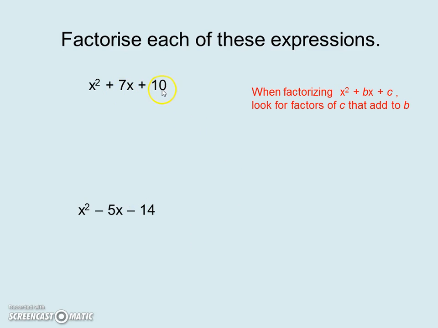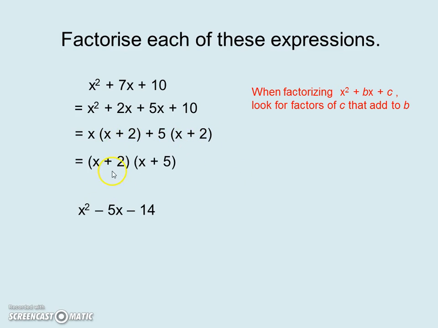Okay, so for the first one, we make the 7x into 2x plus 5x. And then from the first 2 terms, take a common factor. From the second 2 terms, take the common factor. It must work out that what's inside the brackets is the same in both cases. Factor it out the front. There you go. Okay, so it's what we expect, so this method works.